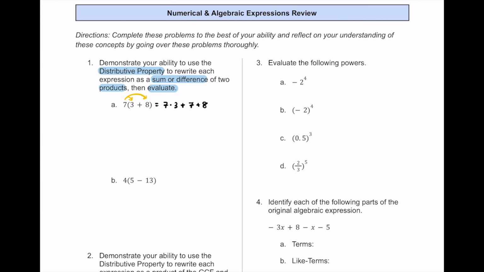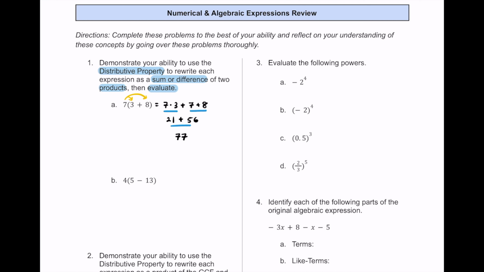Now, if you're going to go ahead and evaluate this, then we can say that 7 times 3 is going to equal 21. And then if we multiply 7 times 8, that's going to be 56. So we have 21 plus 56, right? And if we add 21 and 56 together, that's going to be a total of 77. So that would be the value of the expression.